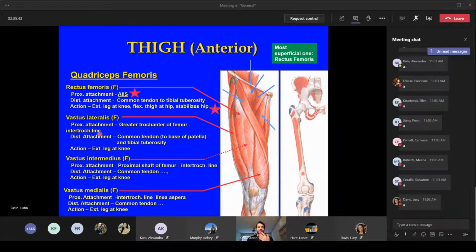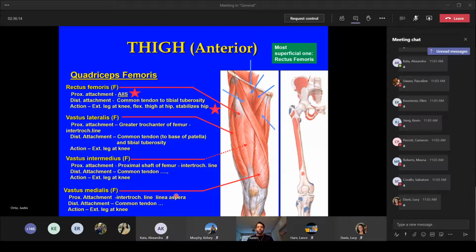Vastus lateralis, vastus intermedius, and vastus medialis are not 2-joint muscles. The reason why is because its proximal attachment for the vastus lateralis, for example, is the greater trochanter of the femur, right? So it's going from the femur, and it's only going to be crossing the knee, right? So it's only 1 joint. Vastus intermedius, proximal shaft of femur, again, just crossing the knee. Vastus medialis, linea aspera, only crossing the knee. So the only one that crosses the hip and the knee is going to be the rectus femoris.